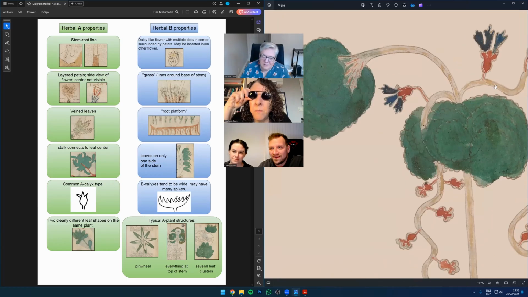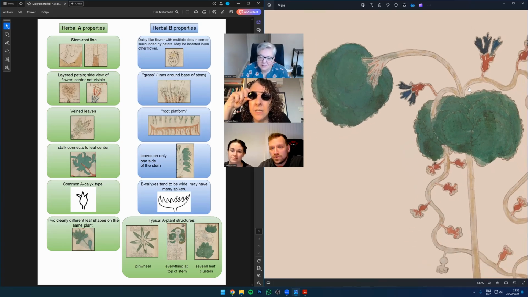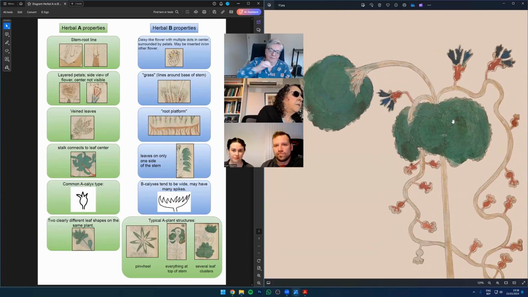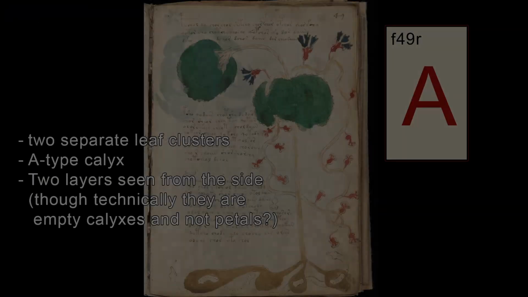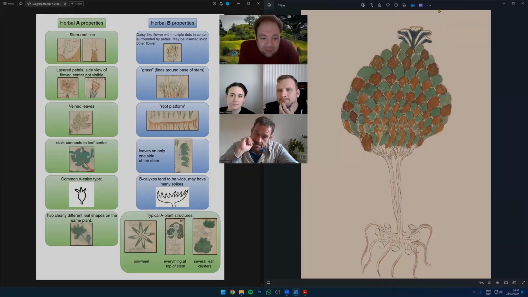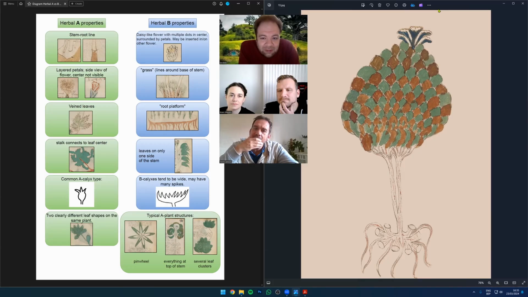Yes. The shape is more A, the calyx. Yeah, that shape is a typical A calyx. Also, there's an A structural thing going on. Oh, right. The group of leaves and then another group of leaves. Exactly. Yes, so if you go from the criterion, everything's at the top of the stem, it should be A.